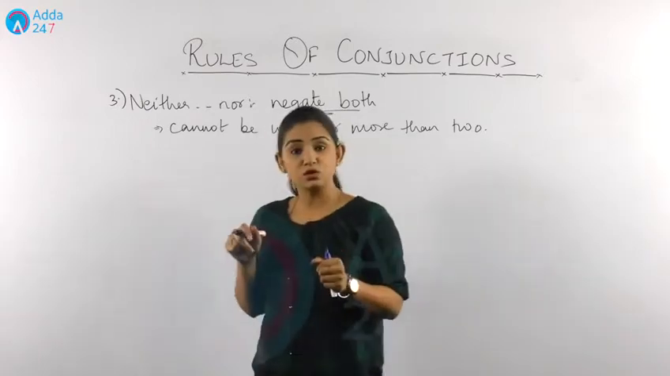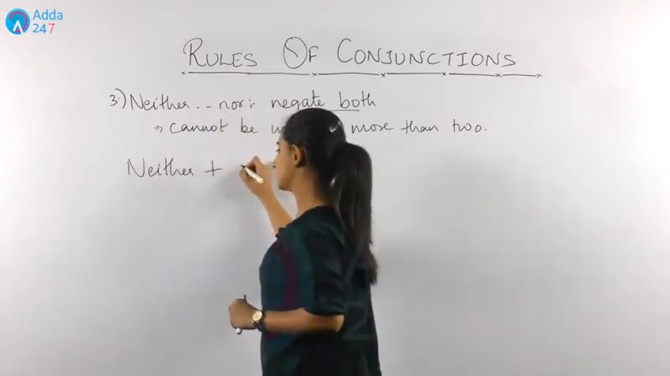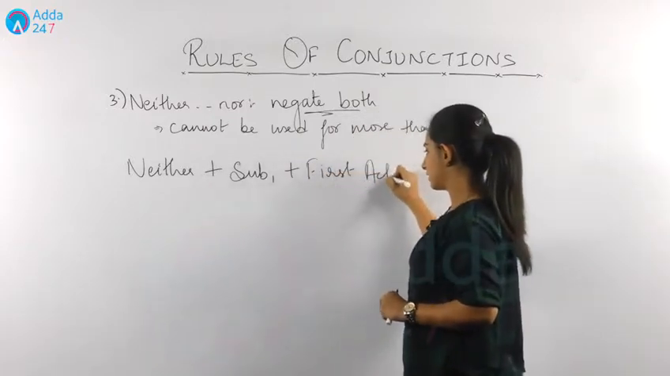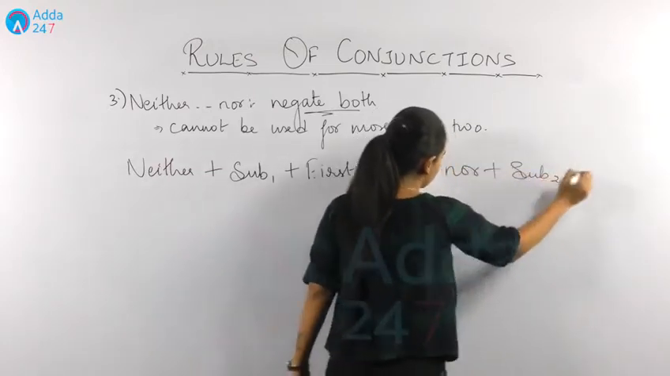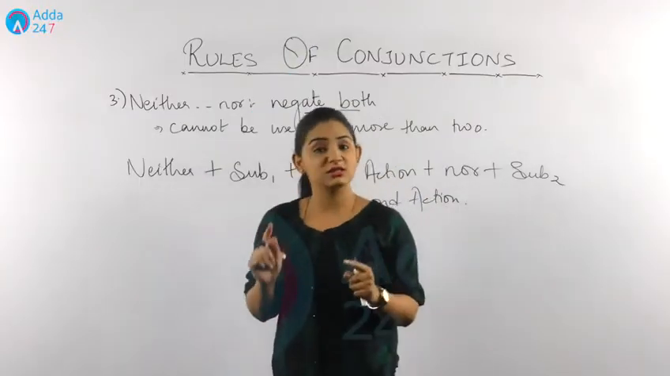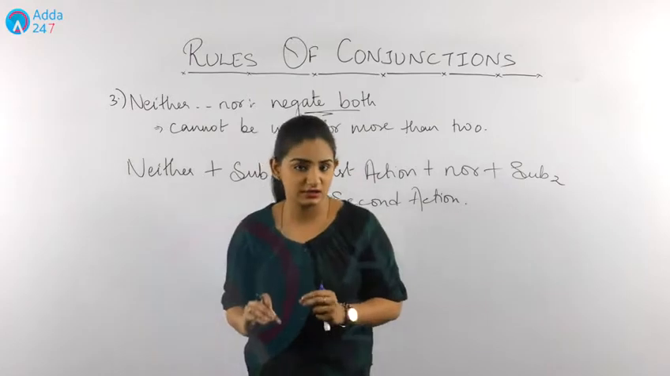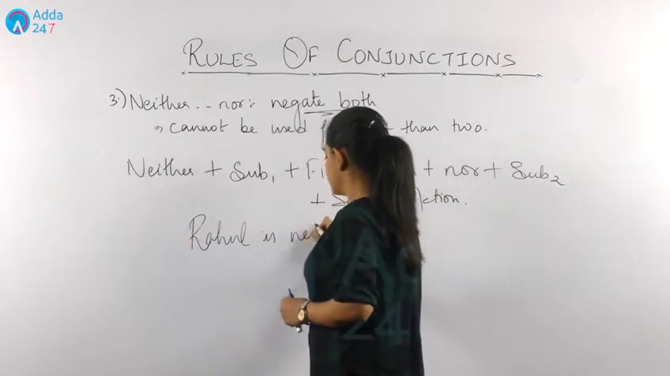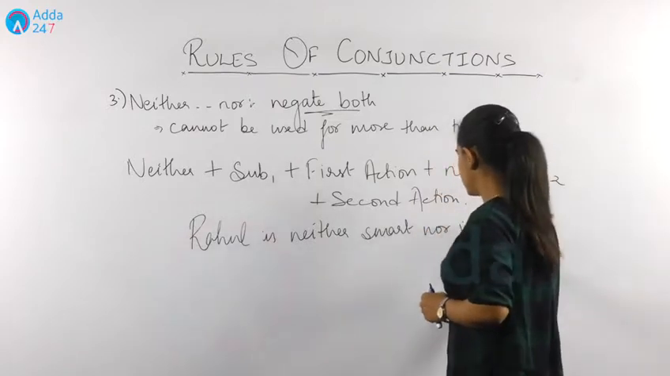Now, what is the sentence structure used in neither nor? We always follow neither plus subject 1, then the first action. After that, we'll place nor, then the subject 2, and then the second action. Now, these actions don't mean that you'll only write the verbs in it. It can be adjectives as well. For example, Rahul is neither smart nor intelligent.